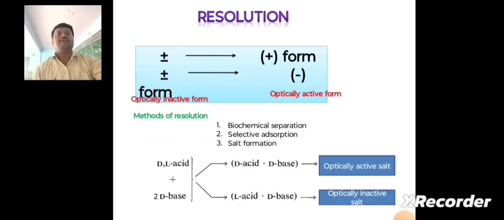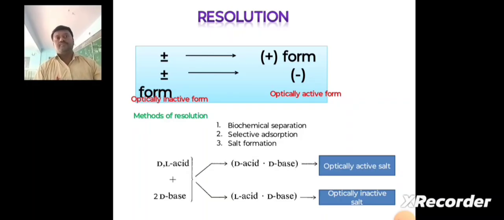Right. Next topic, resolution. The resolution process is the reverse of the racemization process. In racemization process, the plus form or minus form is converted into plus minus form. Whereas in resolution process, the plus minus form, which is optically inactive form, is converted into either plus form or minus form. So an optically inactive racemic mixture, that is plus minus form, is converted into an optically active either plus form or minus form, is called as resolution.